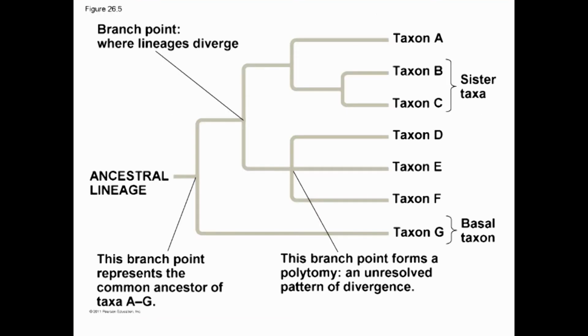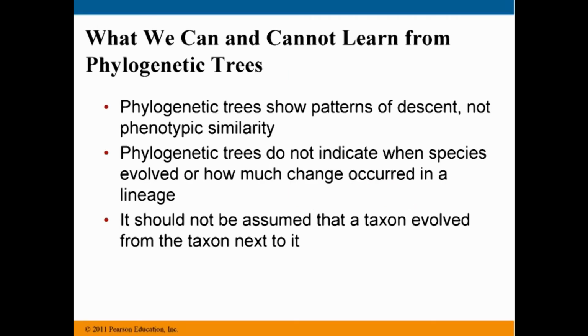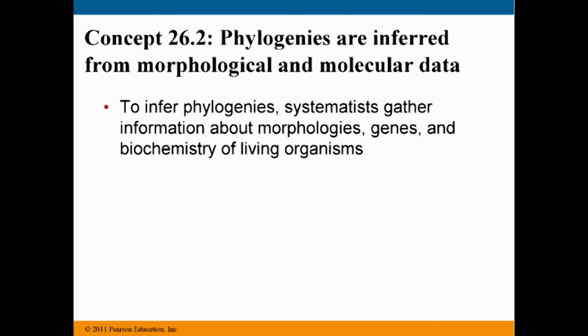And I want to back up just a second. So taxon G is not very closely related to D, E, and F. Okay? Taxon B and C is not closely related to D, E, and F. So you can't assume that just because it's right next to each other that a recent evolution has occurred between those taxons. So let's move on to the next concept here, 26.2.